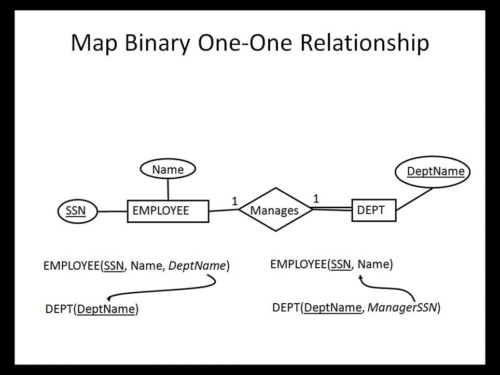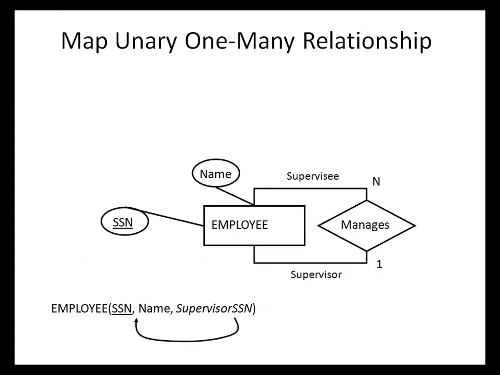Next, map unary one-many relationship. The entity type in the unary relationship is mapped into a relation using the procedure described before. Then a foreign key attribute is added within the same relation that references the primary key value. Note that the foreign key attribute name should reflect the role name on the one side. A recursive foreign key is a foreign key in a relation that references the primary key value of the same relation.